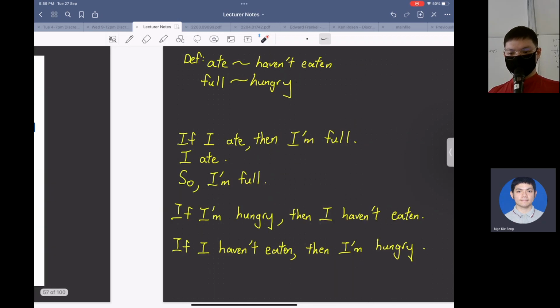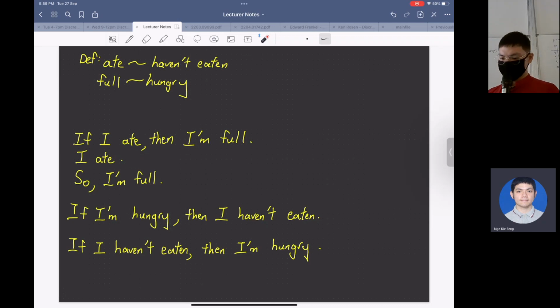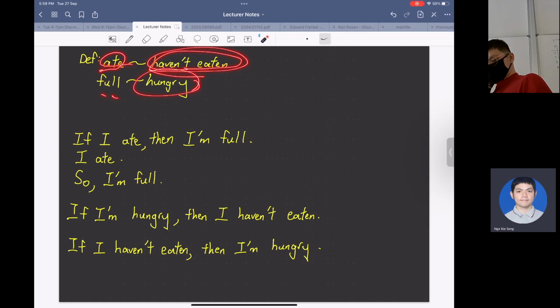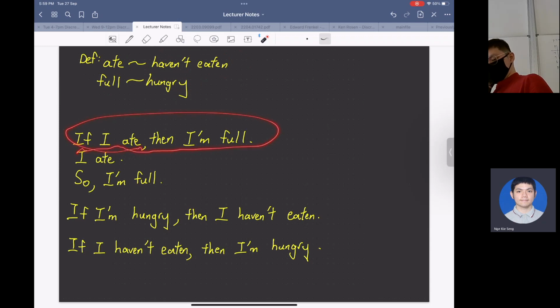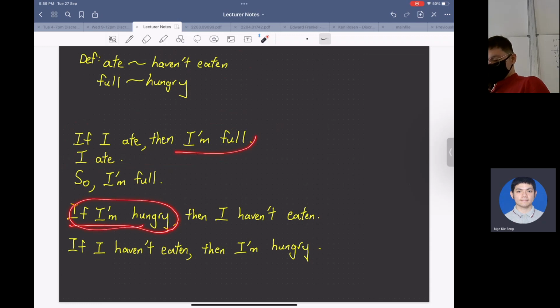So let's give this example here. Let's say I define what is ate and have eaten. Not ate is have not eaten, so not full is hungry. Let's say that if I ate, then I am full. I ate, so I'm full. But this is different from: I am hungry, I'm not full, then I haven't eaten. These two are not logically equivalent.